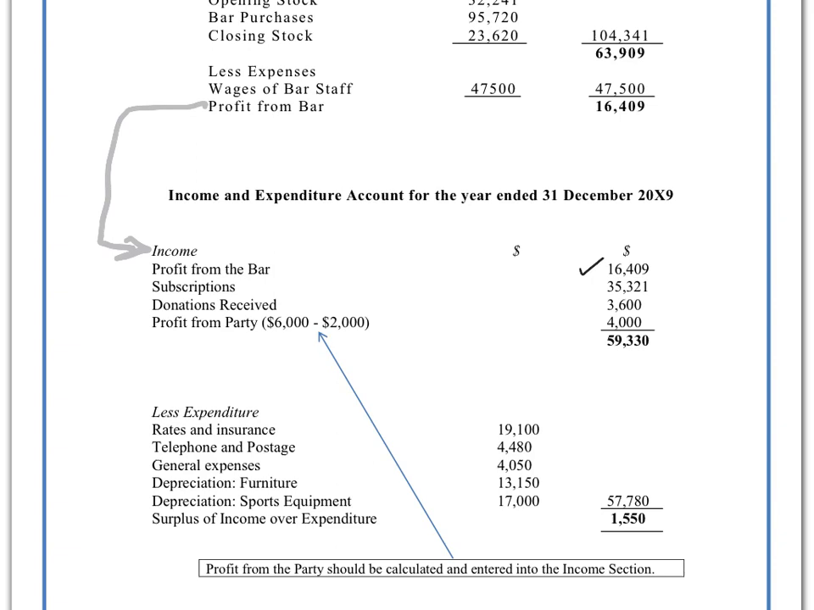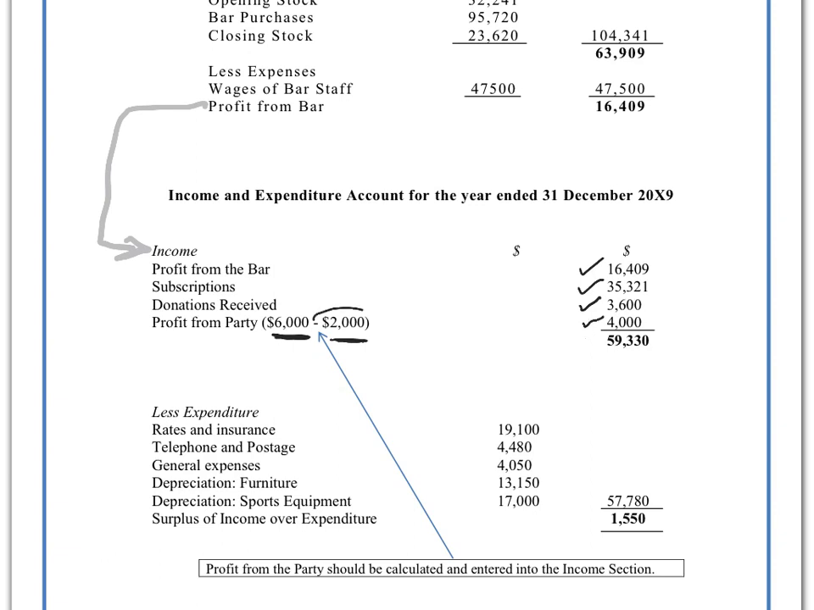The members of the football club paid subscriptions of 35,321. The members also donated $3,600 to help the football club. And they also ran a party where they sold tickets for $6,000. The costs of running the party were $2,000. And of course that meant the profit from the party was $4,000.